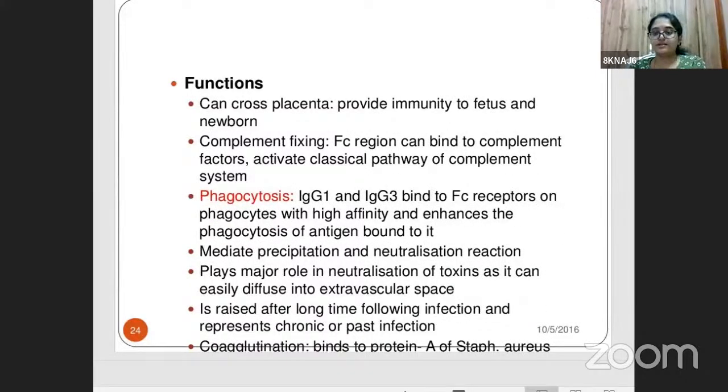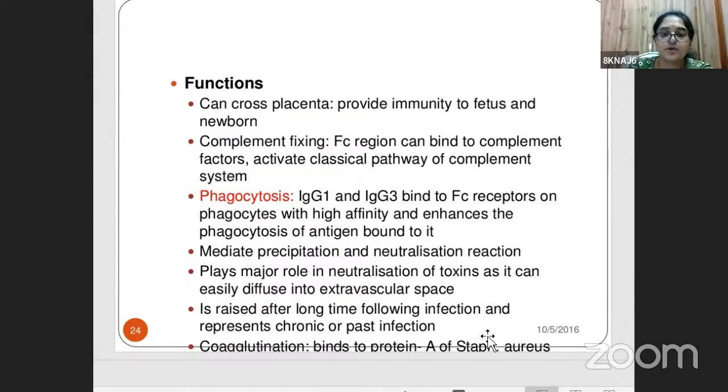This is the IgG basically. If you look at IgG, it can cross the placenta and provides immunity to the fetus and the newborn. It can fix complement, so that the classical pathway of the complement system is activated. Approximately 146 kilodaltons is its molecular weight. Phagocytosis is also seen. G1 and G3 bind to the Fc receptors with high affinity so that phagocytosis of the antigen takes place.